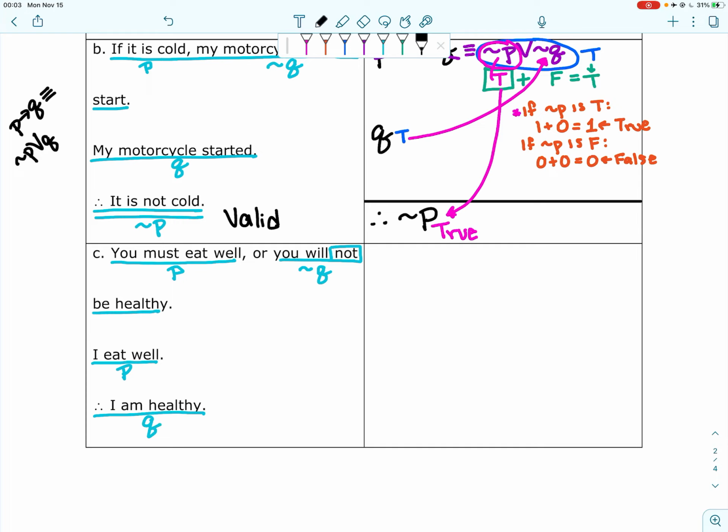So now off to the right here, I'm going to write out what I have symbolically. So I have P or not Q. I have P, and then my conclusion is Q. And I'm going to draw a line to separate it.